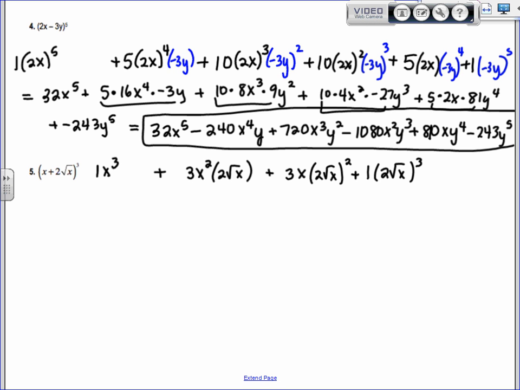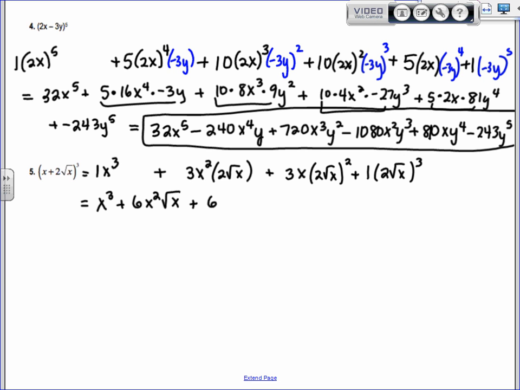Now, you have to be really good with your powers and so on. You could do this all in fractional exponents. Remember rational exponents, that section? Or you can leave them with the roots. It doesn't matter. So I'll write it both ways so you guys can see. So this first one is going to be x cubed. The next one is going to be 6x squared root x.